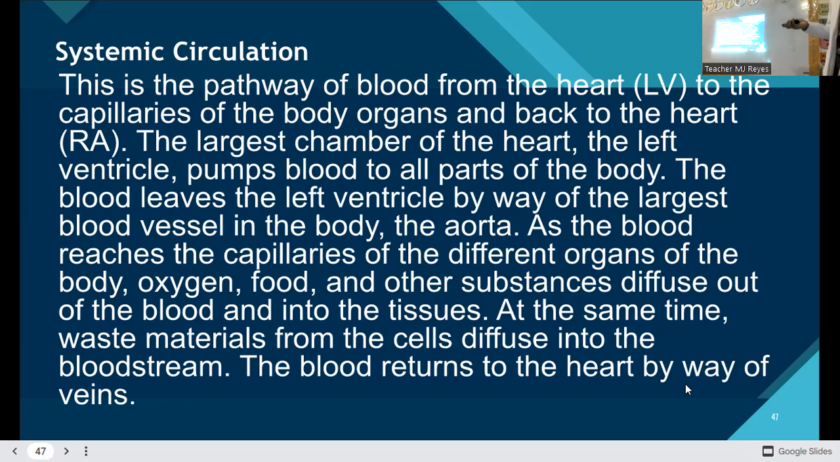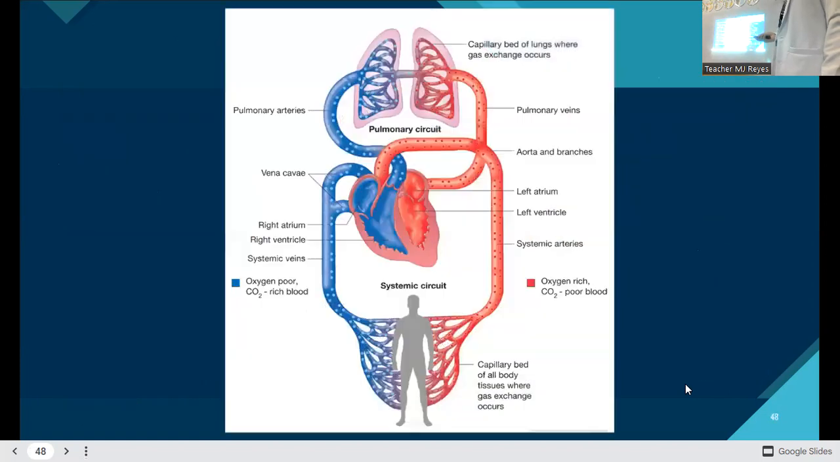As blood reaches the capillaries in different organs of the body, oxygen, food, and other substances diffuse out of the blood and into the tissues. At the same time, waste materials from cells diffuse into the bloodstream. The blood returns to the heart by way of veins. These veins are called what? These are the superior vena cava and inferior vena cava. I will let you see later.